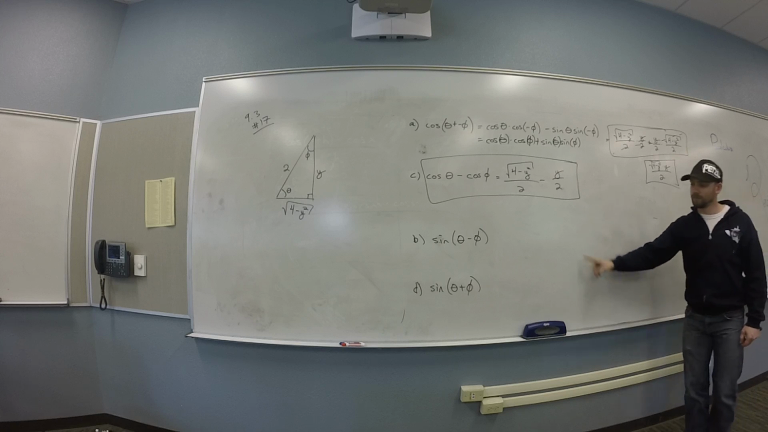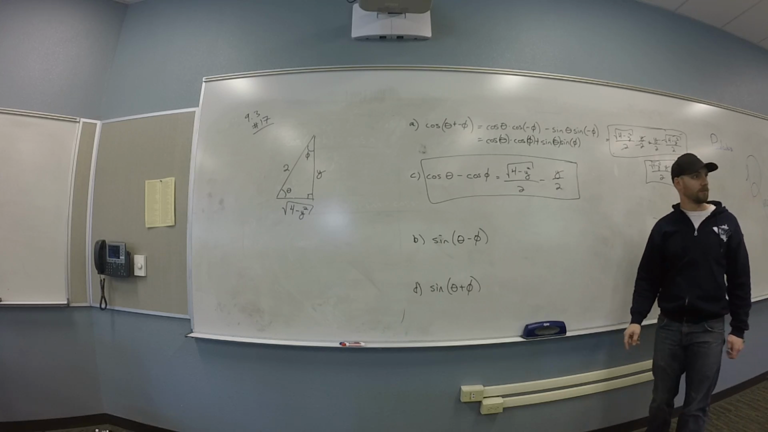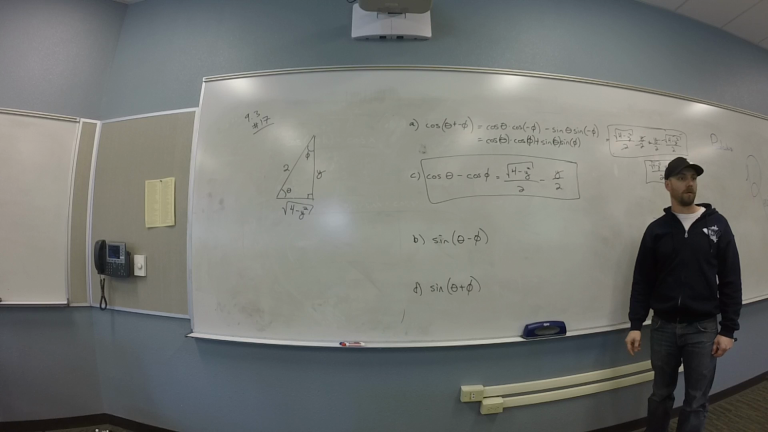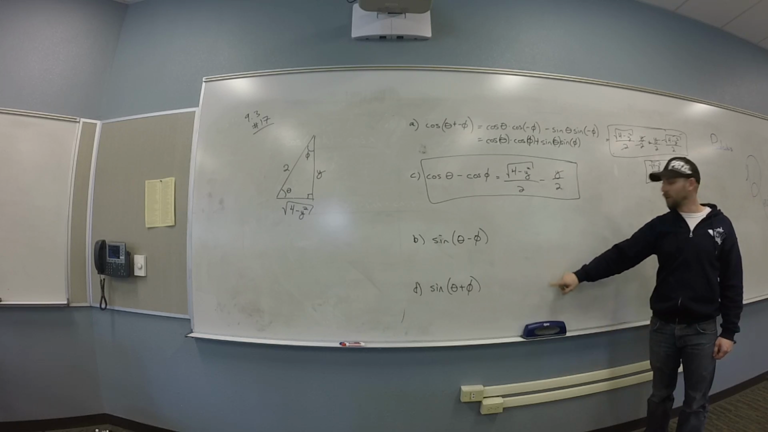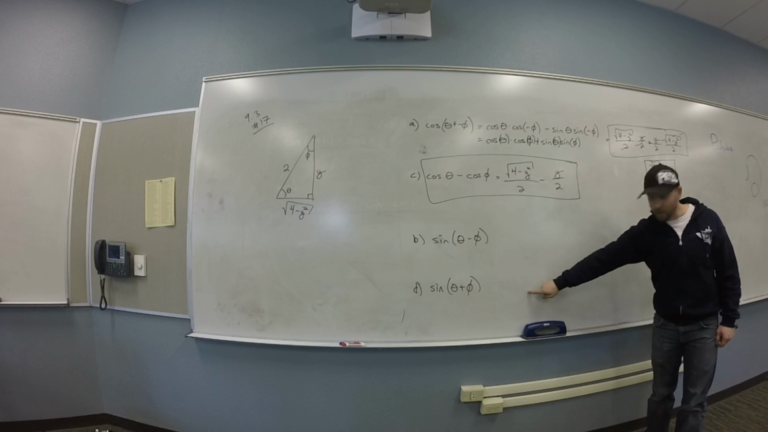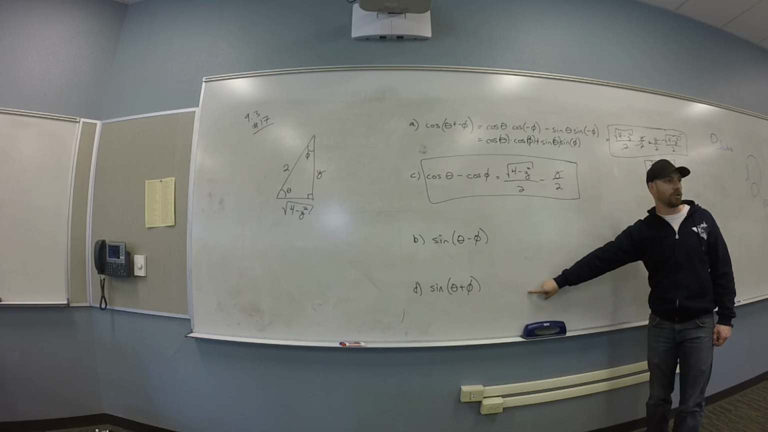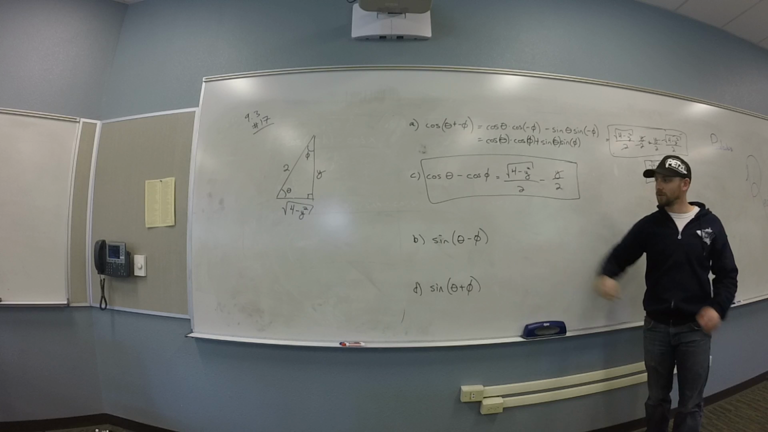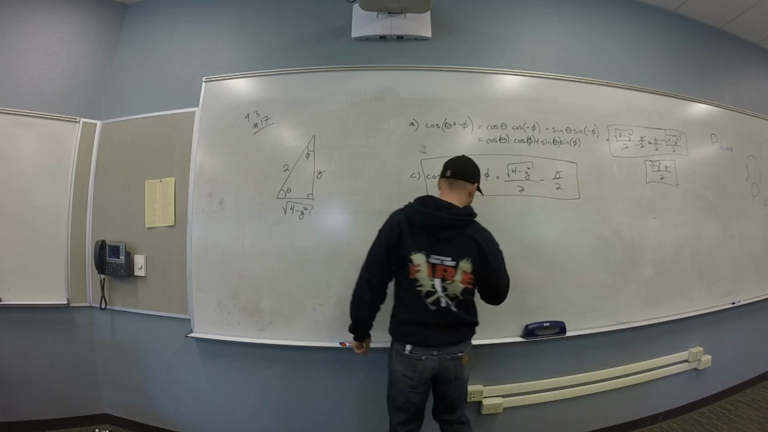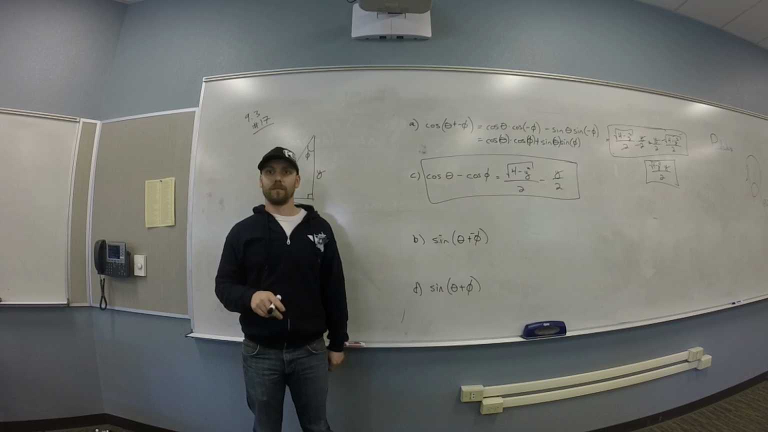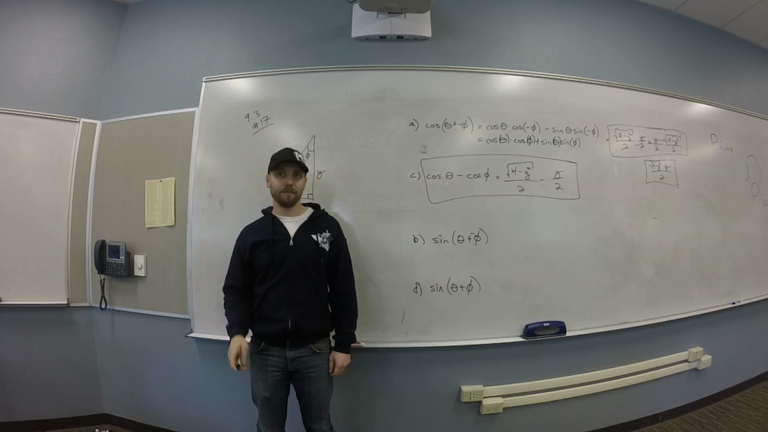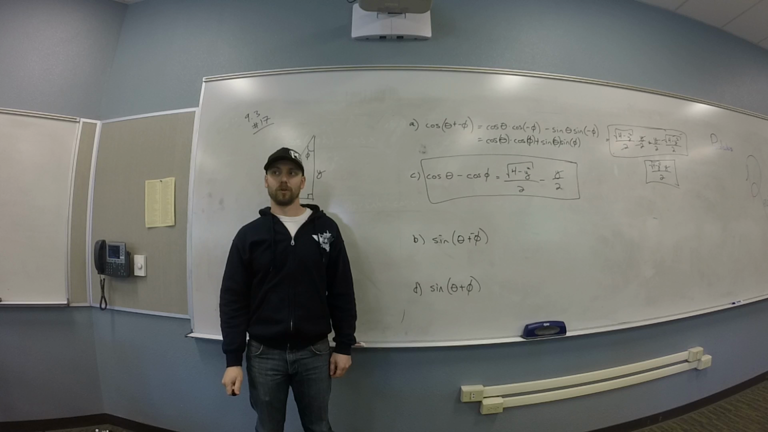You guys do the other 2. They should be basically the same thing. Use the sum of angles identity for sine, this one applied to the actual sum of angles, and this one applied to theta plus minus phi. And then crank on the same idea. Cool. Questions?